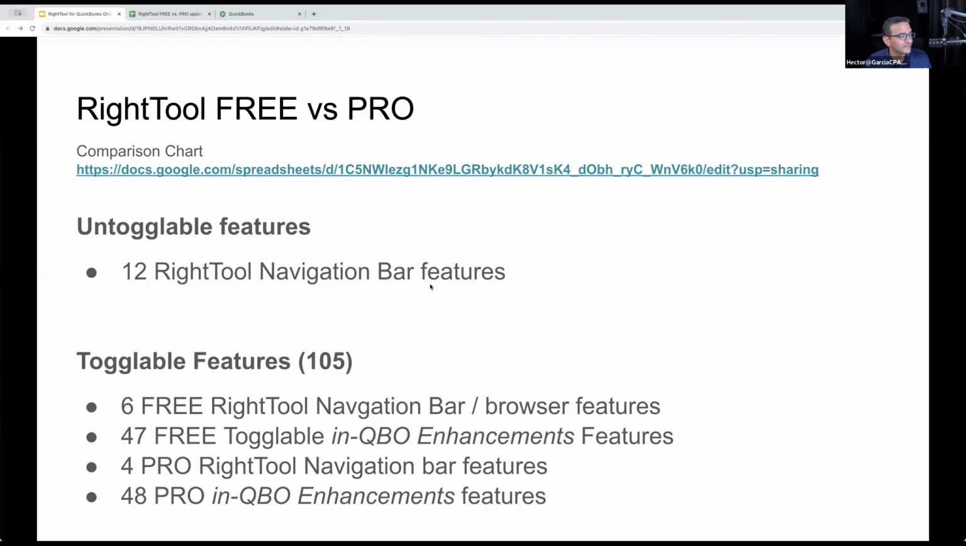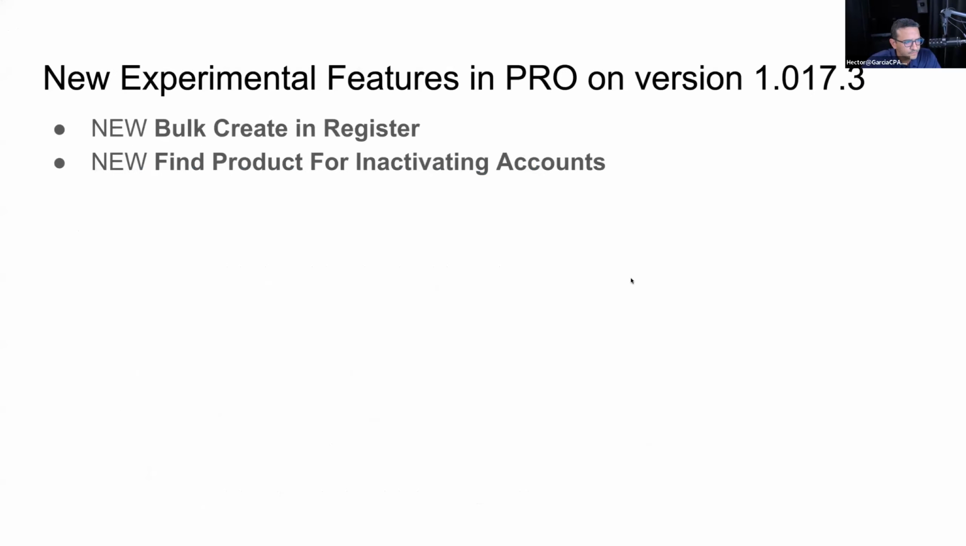Then there's about 6 settings that you can modify on the RightTool navigation bar, and those are part of the free edition. Then we have 47 toggleable QBO enhancement features. This is all the new things that you see inside QuickBooks Online when RightTool is turned on. There's 4 pro features related to the specific RightTool navigation bar, and 48 QBO enhancement features. So we crossed the chasm of over 100 features in RightTool in the past year.